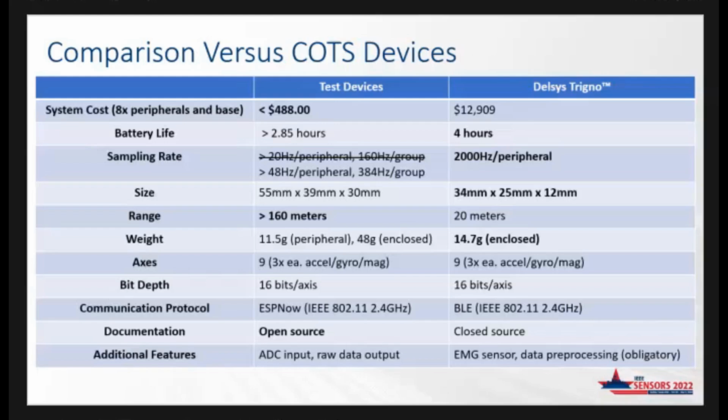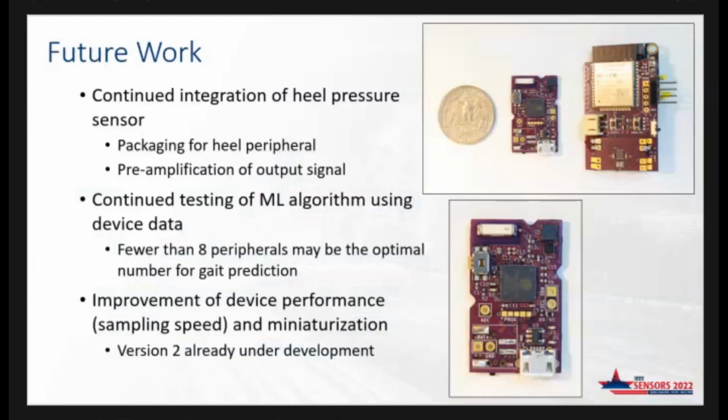The main drawback is we don't have quite the same temporal resolution. However, that's something that we're working on improving at this time, and currently we're at 50 hertz per peripheral in the entire system, and that speeds up if we use a smaller number of peripherals. Future work is obviously going to involve continued integration of that heel pressure sensor. We're looking at the ways that we can package this to best work with the foot and doing preamplification of that signal as well. And then obviously the second half of this project is development of that machine learning algorithm to provide that real-time biofeedback.